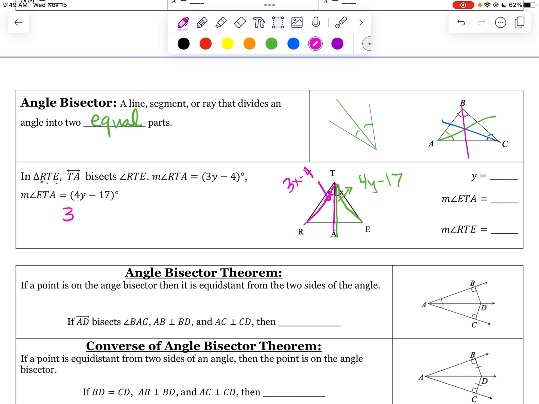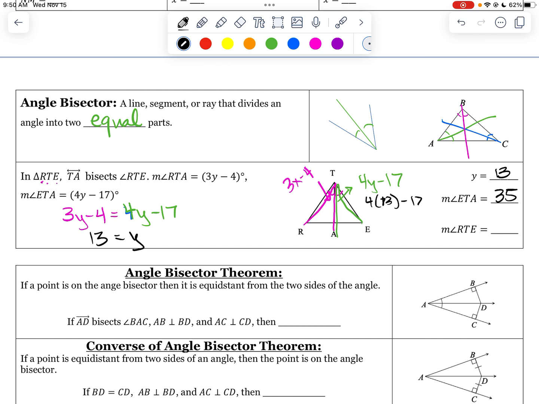It's an angle bisector. 3y minus 4 equals 4y minus 17. Now let's solve. Move that y over here. So y equals, plus 17 on both sides, y equals 13. So I can plug those back in. ETA is the one I did in green. So 4 times 13 minus 17 is 35.